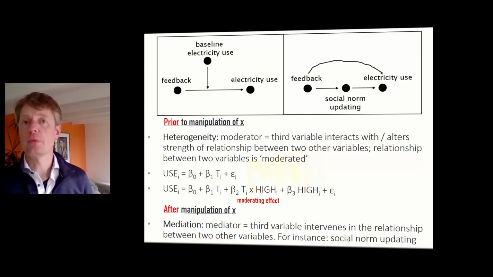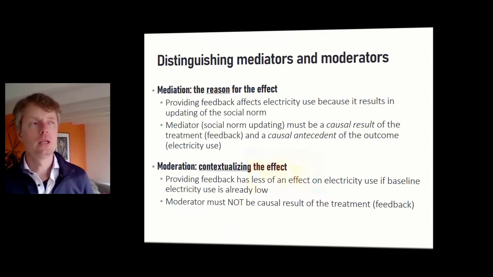One of the channels by which the treatment may affect the outcome is social norm updating. That's a variable that intervenes in the relationship between the treatment and the outcome. Mediation is something that you can see as the reason for the effect. Why does it occur? Well, for those reasons, and the reasons that you then mention are mediators. It must be a causal result of the treatment, and it must be a causal antecedent of the outcome. So it's really in between the two.